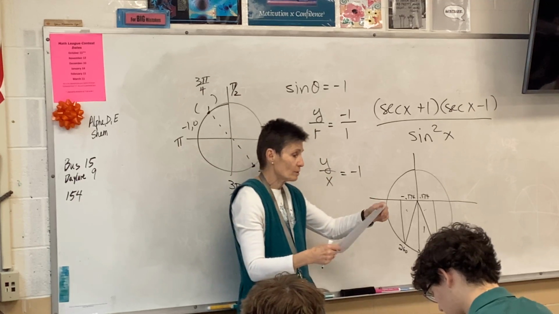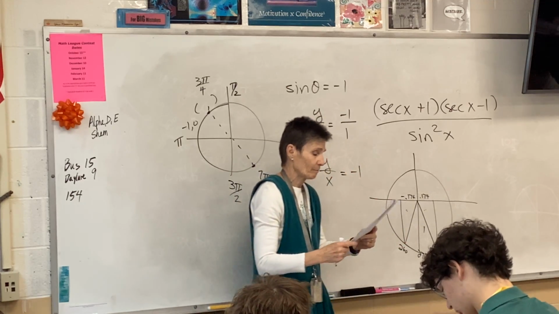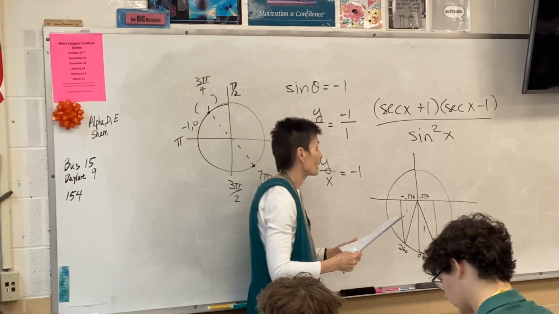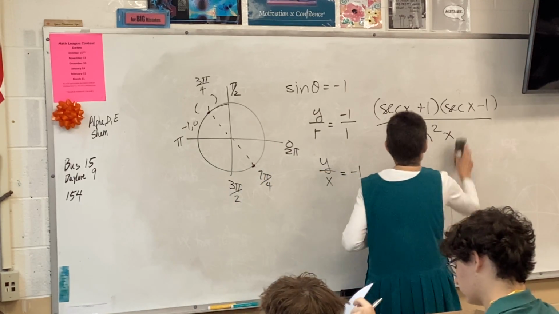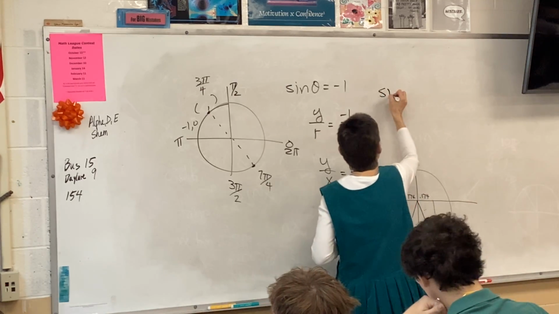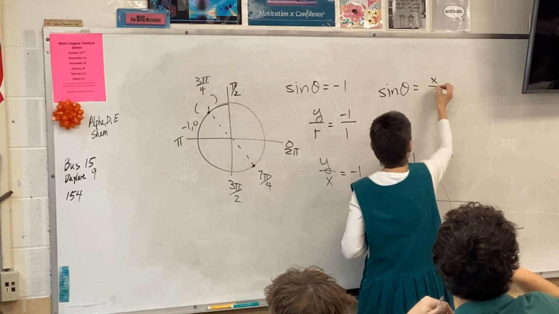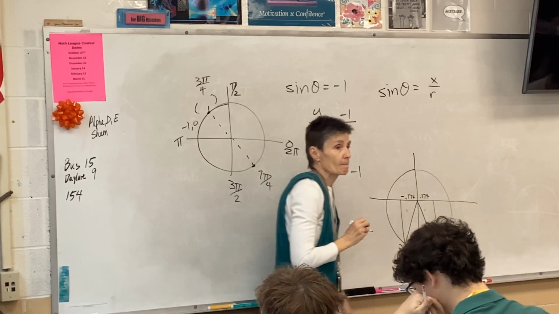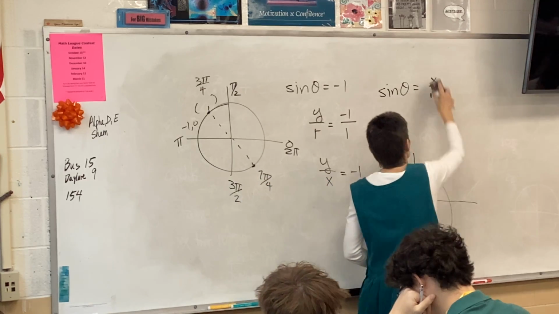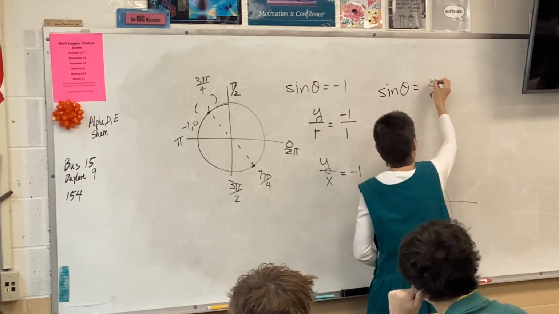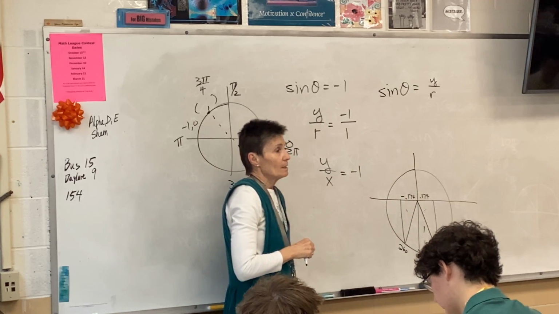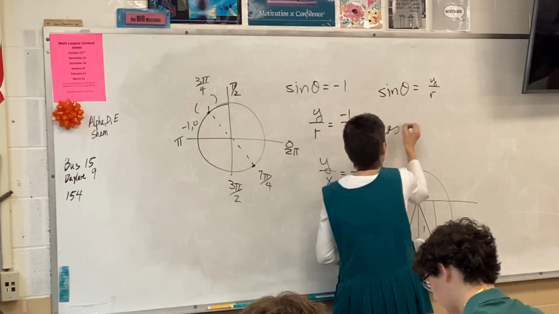Let's go on to our notes, 3.3. We've memorized, Kristen already talked about, that sine theta is x over r. Oh, sine. Y over r. Yep, sine is y over r. I was still thinking about cosine. Sine is y over r. And cosine is x over r.